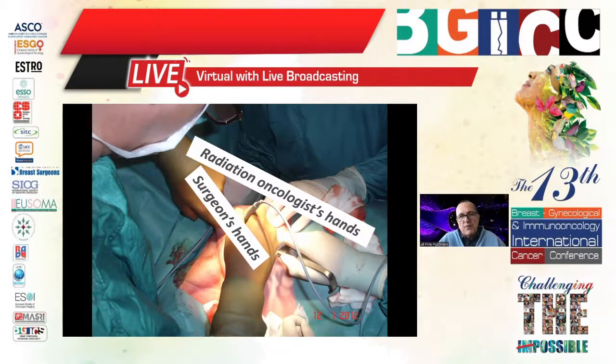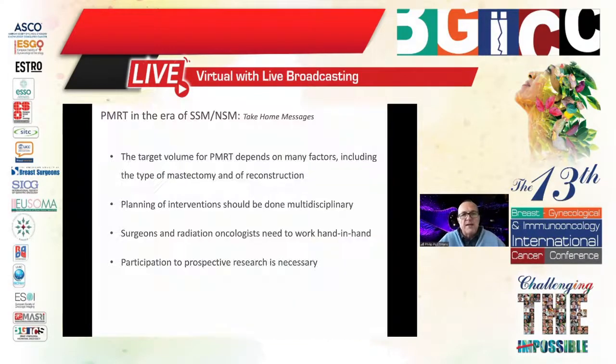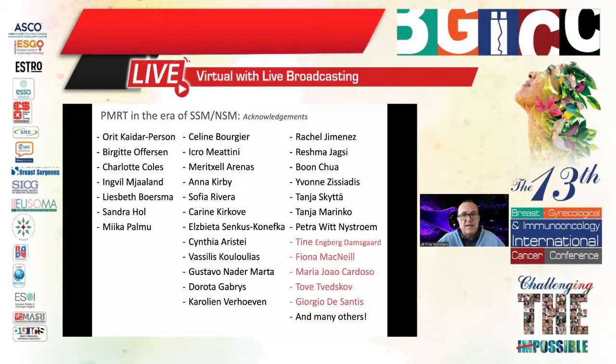I operated on a lot of breast cancer patients to see what the surgeon actually is doing, because otherwise it's very difficult to imagine what happens. So the target volume for post-mastectomy radiation therapy depends on many factors, including type of mastectomy and reconstruction. The planning of whatever intervention has to be done together, multidisciplinary. We need to work together closely with surgeons in this field, and we need to participate in prospective research.